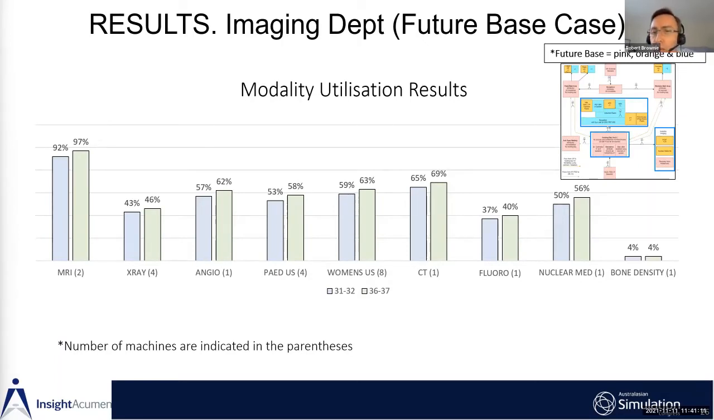So this is a future base case. This sought to model 31-32 data in blue and 36-37 in green. From the previous process flow map, the future base is shown here in the inset box by the pink, orange and blue sections. So pretty much everything there. We conferred with the imaging functional group to set the number of machines for the future state, once again in parentheses. And we implemented processing times based on historical data and made the patients flow accordingly.